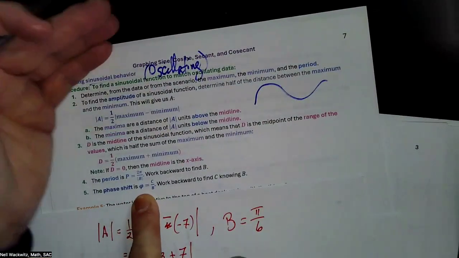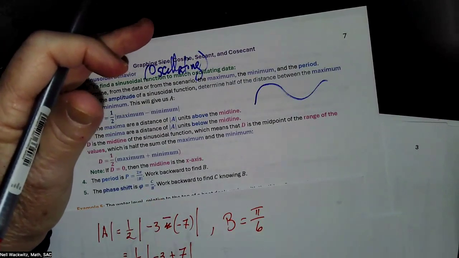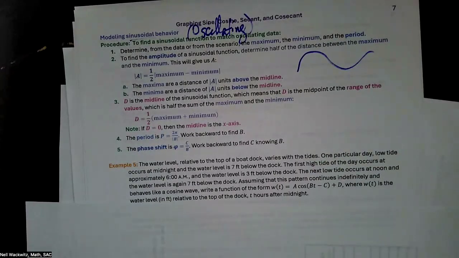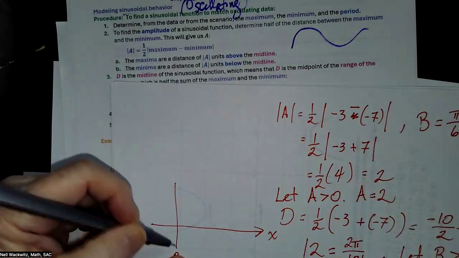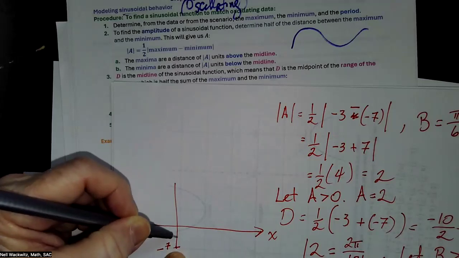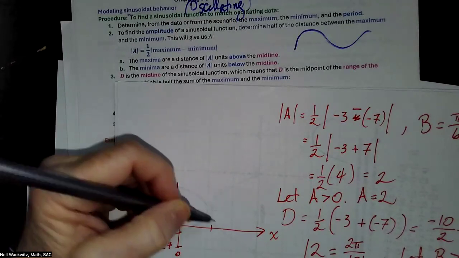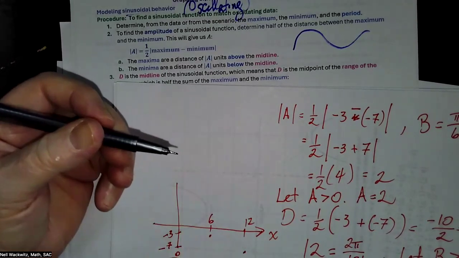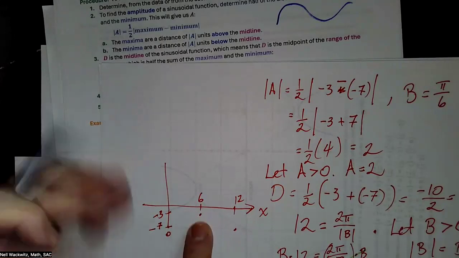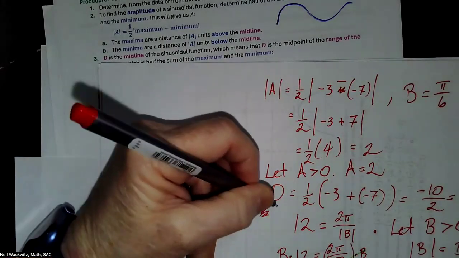The phase shift is phi. Phi is C over B. So now we need to look at the situation again. We started out at -7. At 6, we got up to -3. And at 12, we were back at -7. So since we're trying to force this to be a cosine, what value do we normally think of cosine starting at? 1. Very good. So we want to start at t equals 6.